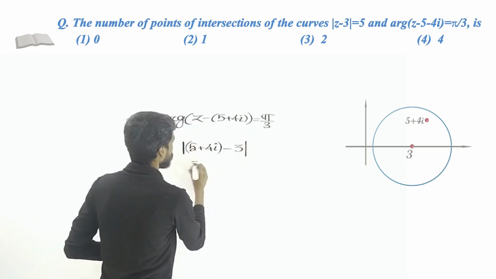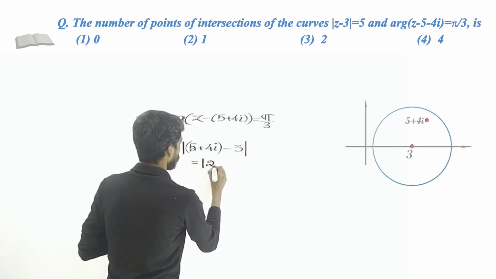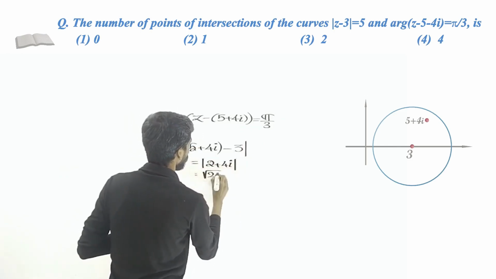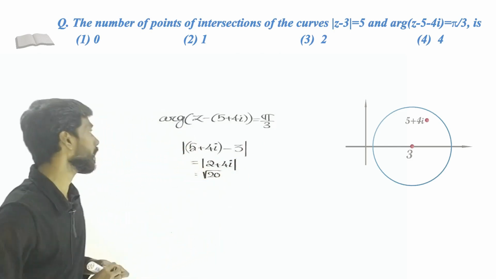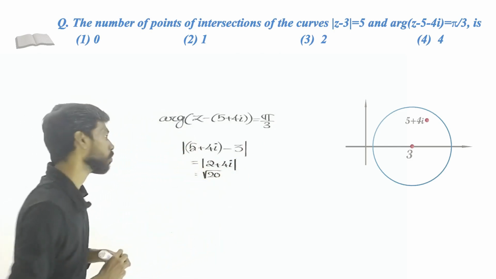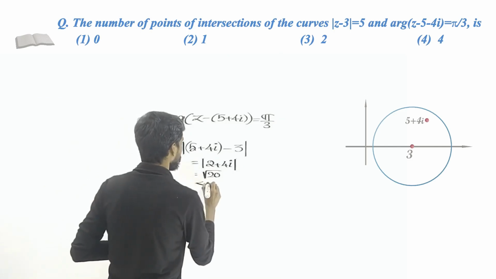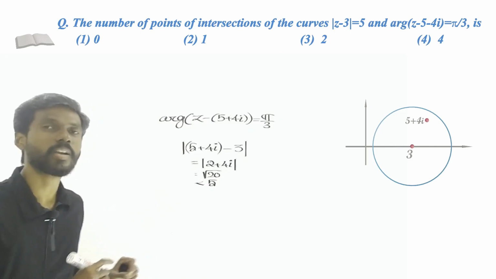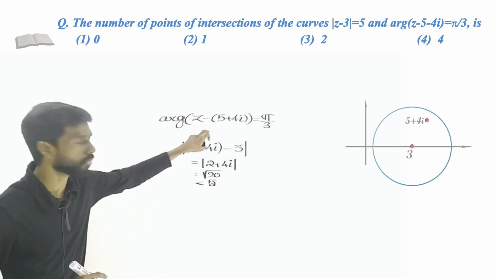So this distance is the modulus of 2 plus 4i. That is square root of 20. So is it more or less than the radius? The radius of the circle is 5. So this value is less than the radius 5. That means the point is inside the circle only. Okay, so that's all. So 5 plus 4i is inside the circle.